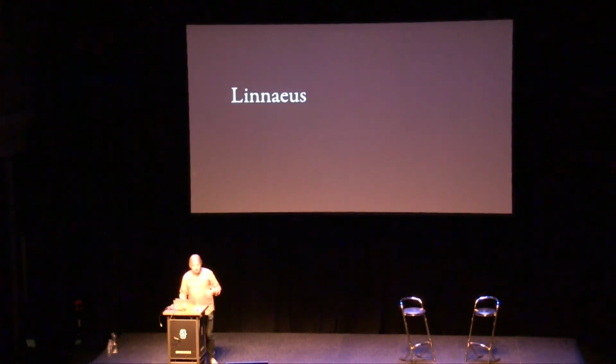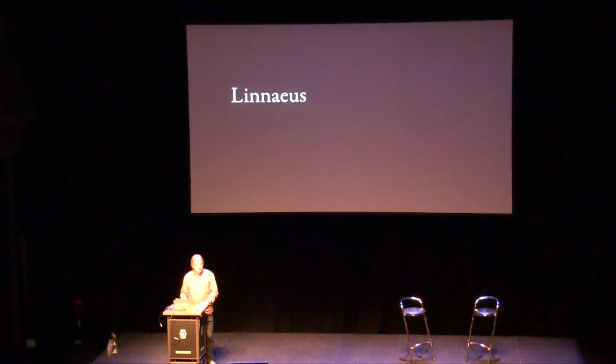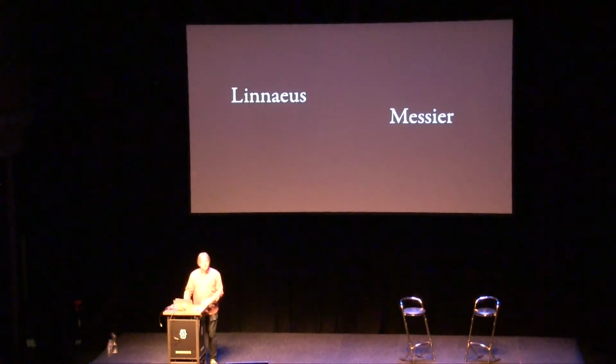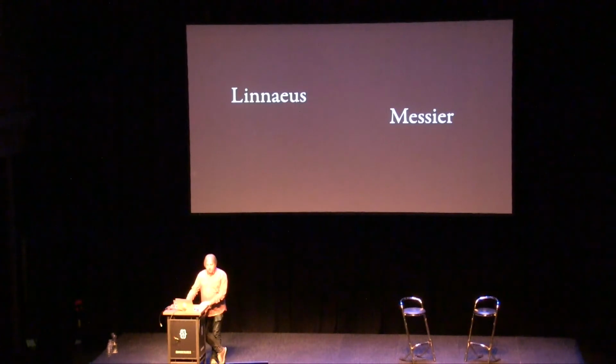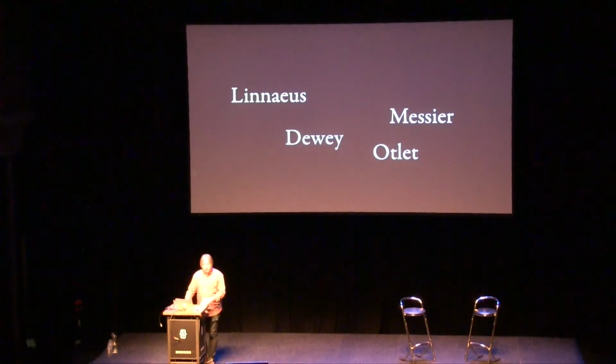Carl Linnaeus organized the natural world using a naming convention for describing species, binomial nomenclature. Charles Messier cataloged astronomical objects. Melville Dewey created the Dewey Decimal System to help librarians organize their collections. But this was a proprietary system, not an open standard. So the Belgian librarian, Paul Otlet, devised a universal decimal classification system. I think it's fair to think of him as the father of information architecture.